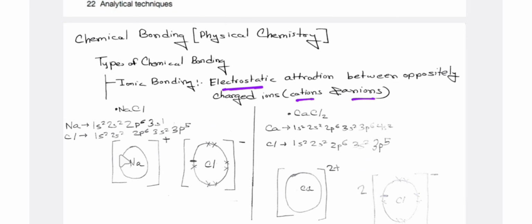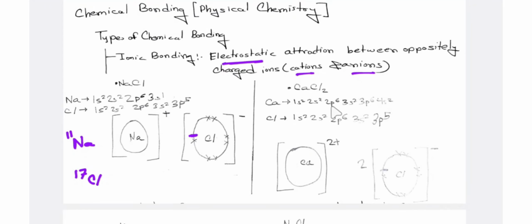Sodium has 11 electrons and chlorine 17. Sodium loses an electron to form a sodium plus ion, and chlorine gains an electron to form a chloride ion. Since sodium loses its one valence electron, it now has no valence electron, while chlorine gains the valence electron from sodium to form an octet electronic configuration. So this is the bonding for sodium chloride.